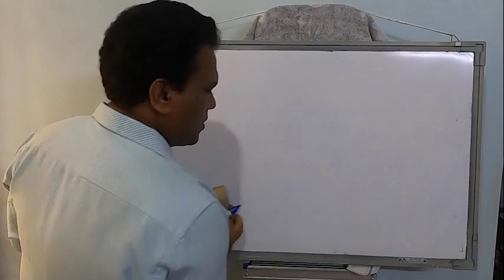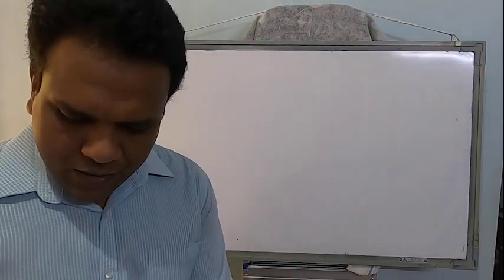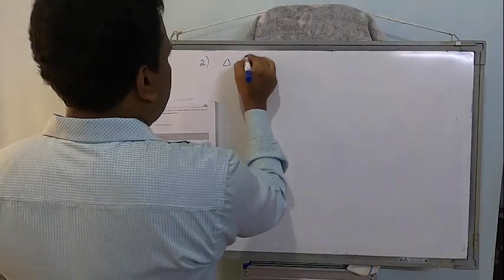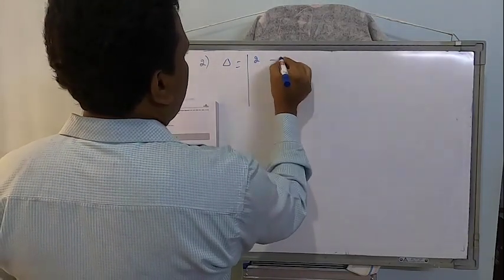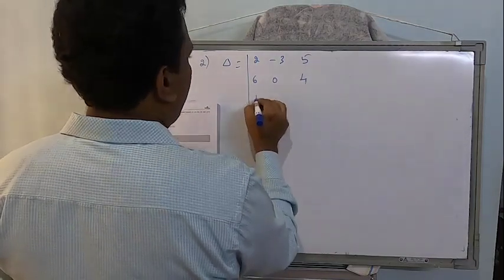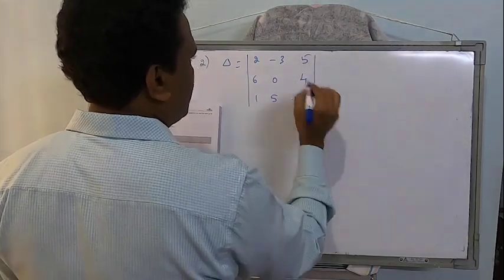That's about problem number 1. Let's go for problem number 2. Problem number 2, also the determinant is still the same: 2, minus 3, 5, 6, 0, 4, 1, 5, minus 7.